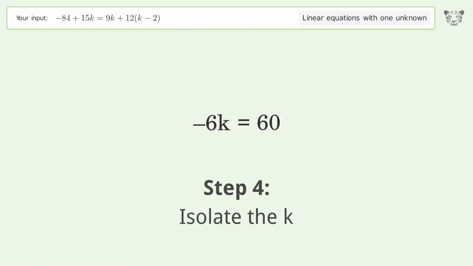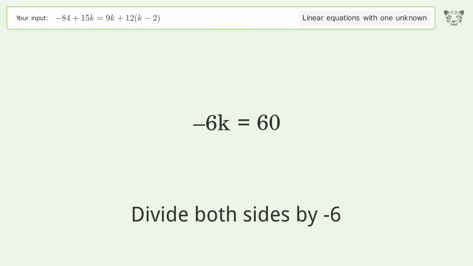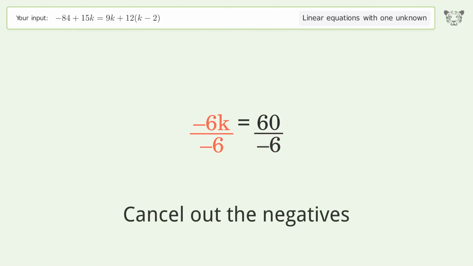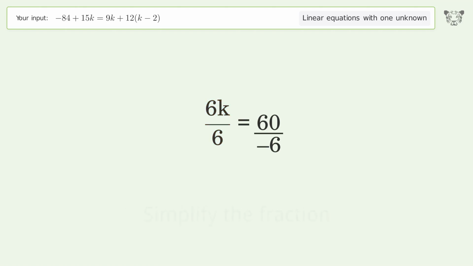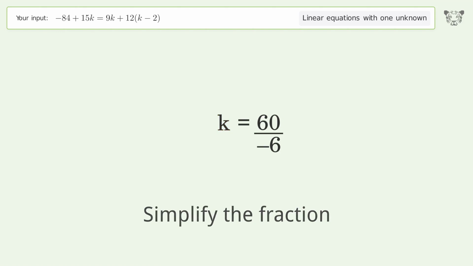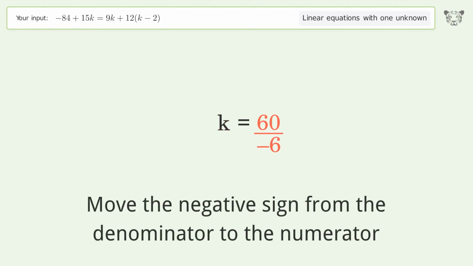Isolate the k. Divide both sides by -6. Cancel out the negatives. Simplify the fraction. Move the negative sign from the denominator to the numerator.